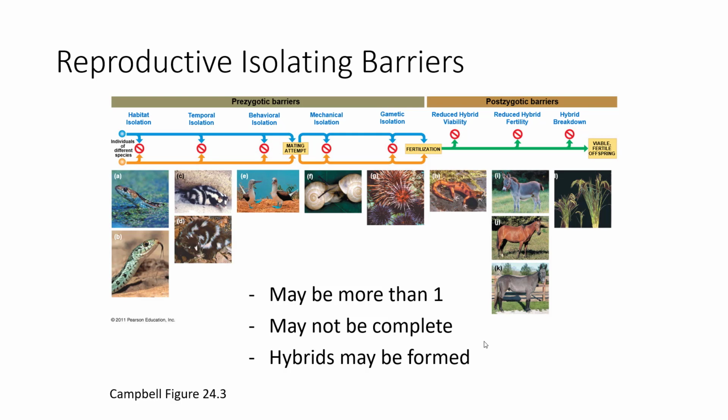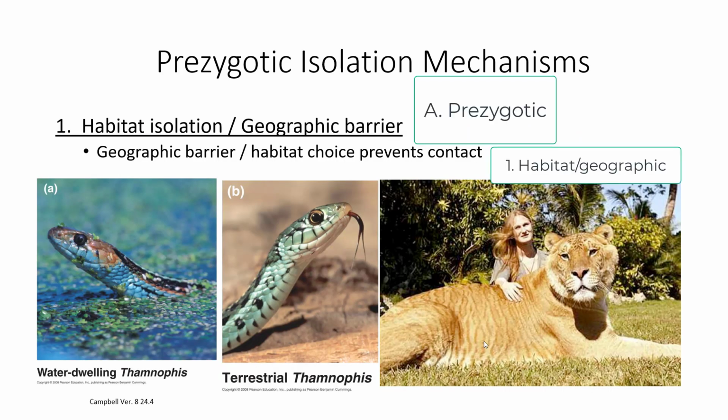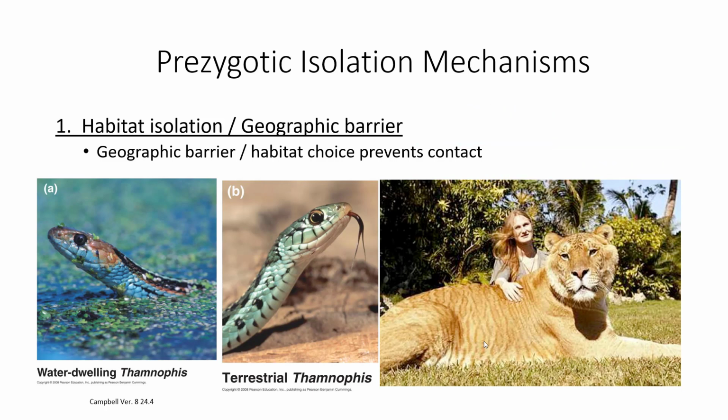So do understand, this is not a one-size-fits-all example, but rather multiple different things may be going on here. First off, let's look at habitat isolation, or some sort of geographic barrier that is going to prevent contact. If you have two snake species that dwell in the water or terrestrially, they're not going to mate with one another because they are in different habitats, even though those habitats may be close to one another. Or lions and tigers live in different habitats.